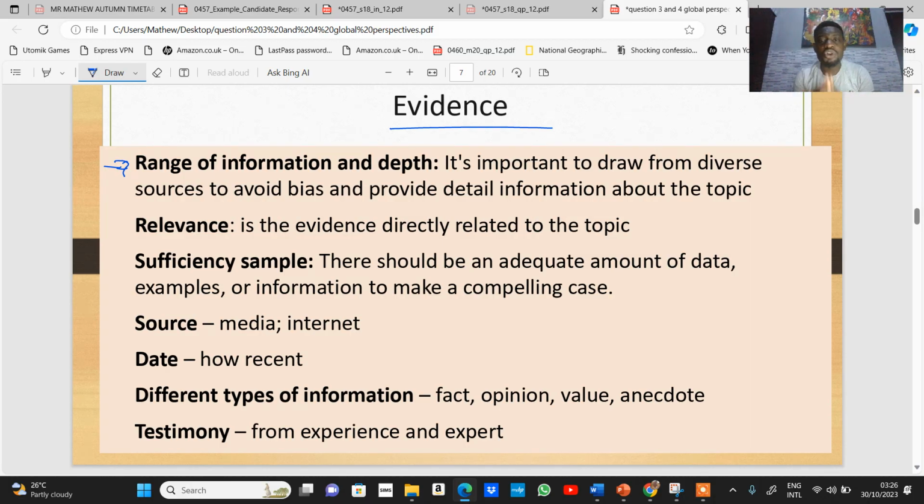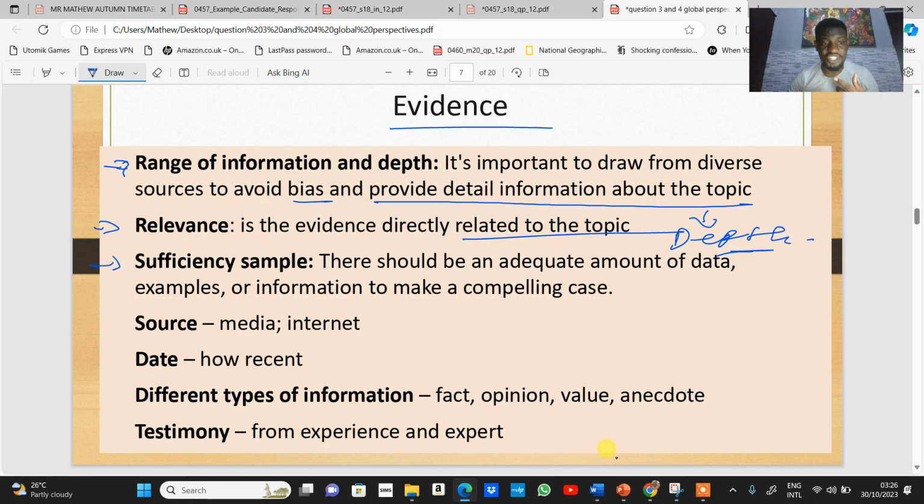Now, does the source avoid any form of bias and provide detailed information about the topic? If it provides detailed information about the topic, that is what the depth is all about. Then the range is the different diverse sources that were used. Then how relevant is it? You give evidence, but is the evidence related to the topic?